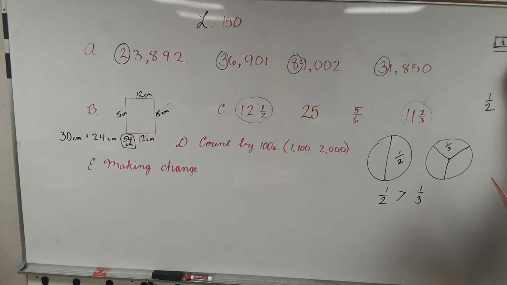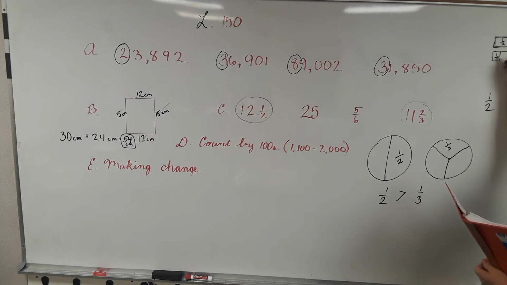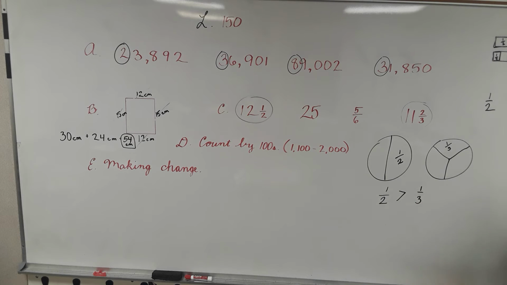One-fourth, how many sections are in 1/4 of a candy bar? 4 sections. We have to split it in half, and then we have to split them in half again. There's 4 sections. 1/4 is this section. Which is greater, 1/2 or 1/4? 1/2 is greater than 1/4.